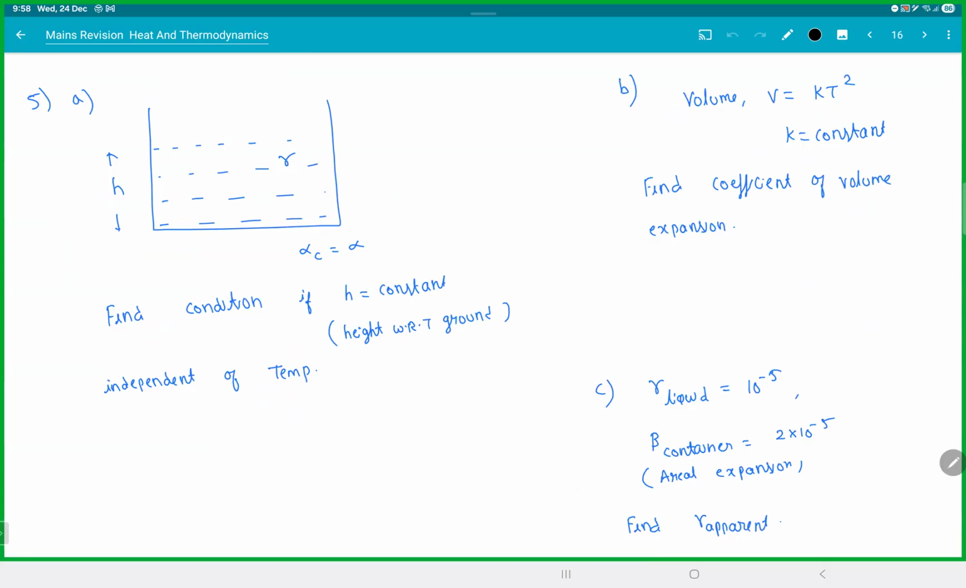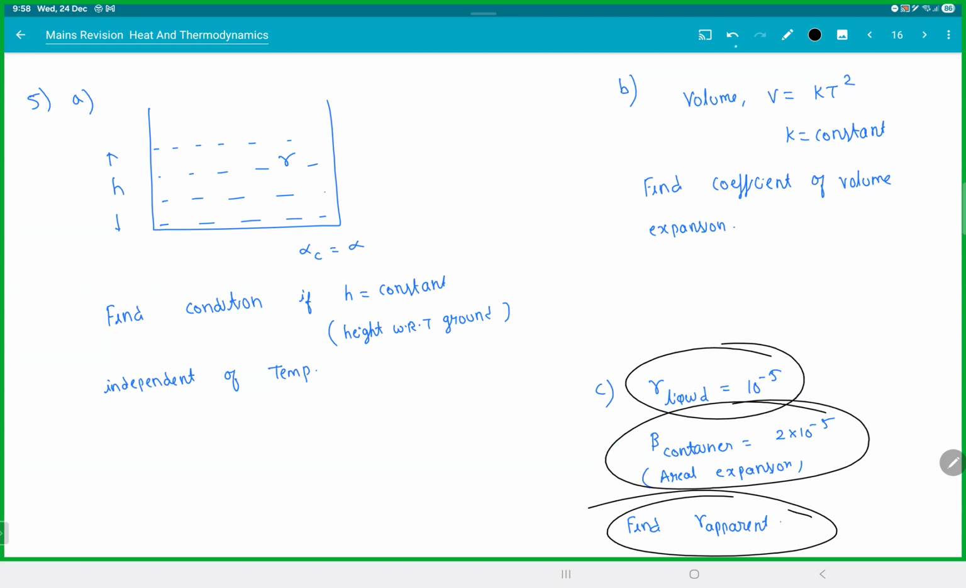We have a container. Gamma is the coefficient of volume expansion of the liquid. Alpha is the coefficient for the container. Find the condition if the height of the liquid remains constant, independent of temperature. No matter how much I heat, the height of the liquid should not change. V is equal to kT square, k is constant. Find the coefficient of volume expansion. Gamma liquid is 10 power minus 5. Beta of the container, areal expansion, is 2 into 10 power minus 5. Find gamma apparent.